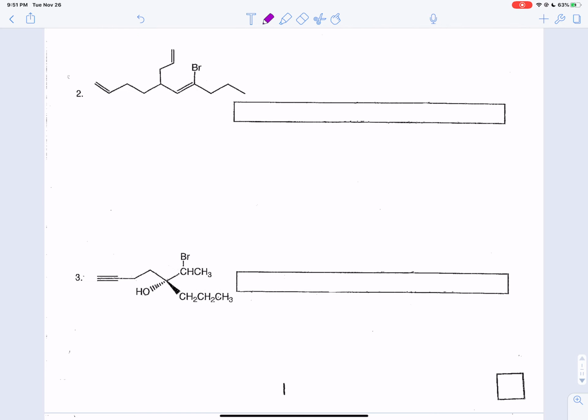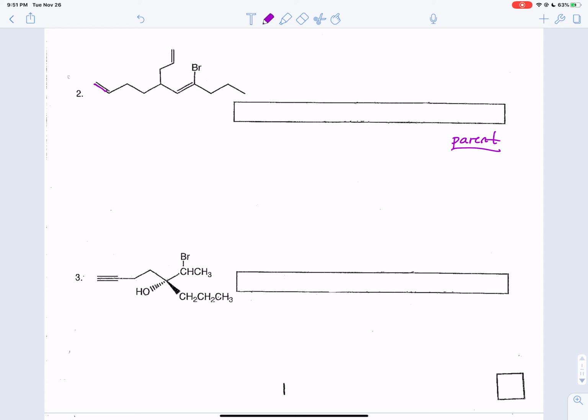And we want to identify our parent. And we want to find the longest chain that includes our highest priority groups. And what are our highest priority groups? Double bonds, right? So we have 3 of them, so we're only going to be able to include 2. There's no way for us to include 3, so we're just going to find the longest chain that we can that's going to include those 2.